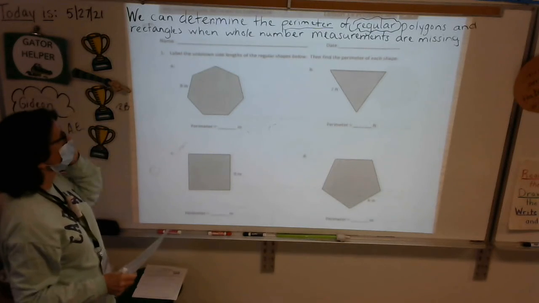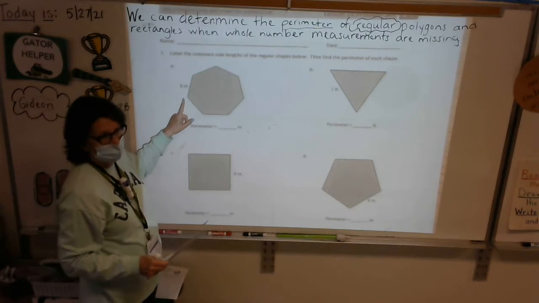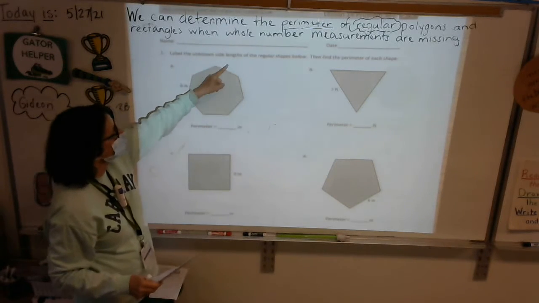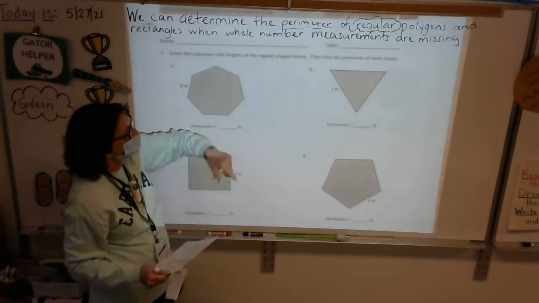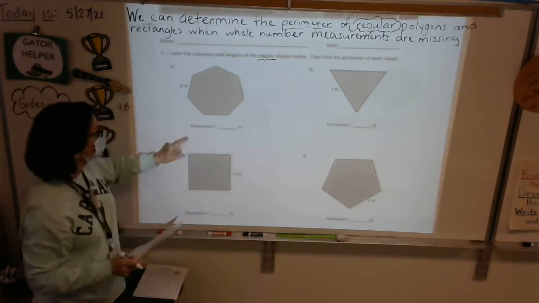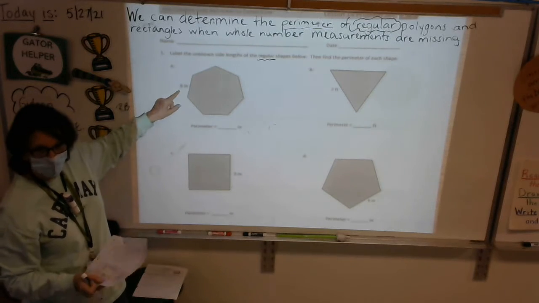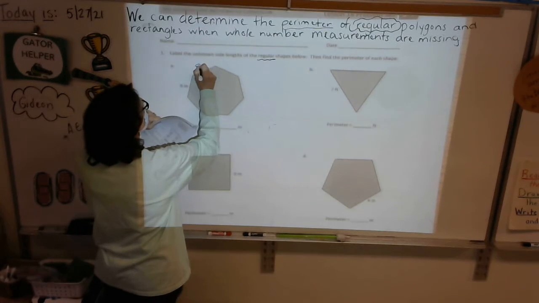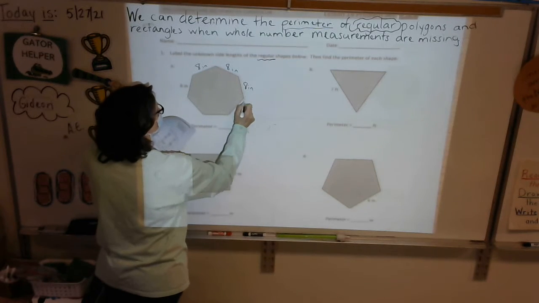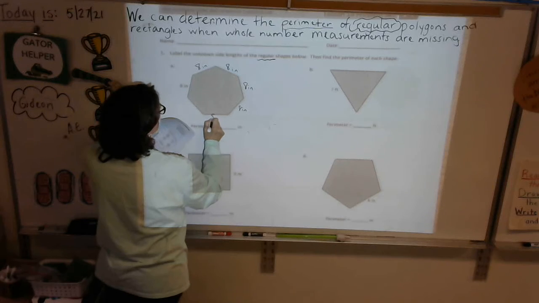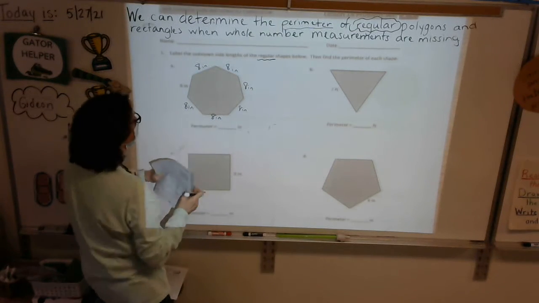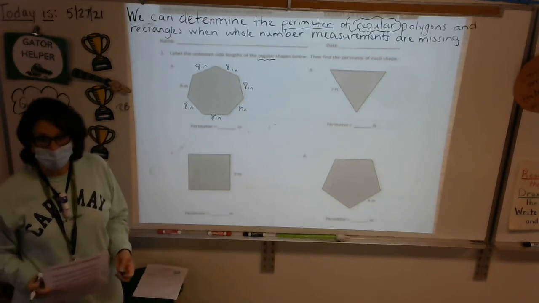So let's look at A first. And we can see it's a regular polygon. You can kind of tell, even in the directions, if they hadn't told us. It says label the unknown side lengths of the regular shapes below, then find the perimeter of the shape. So let's go ahead and label the side lengths. They gave us 8 inches. So because we know they're regular, we can go ahead and label each one 8 inches. Okay, and then they just gave us a blank for the perimeter.